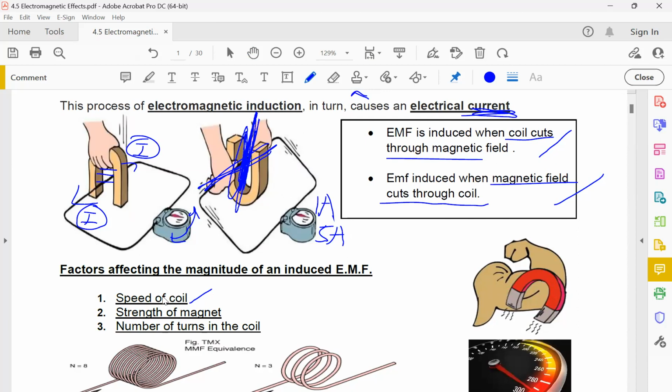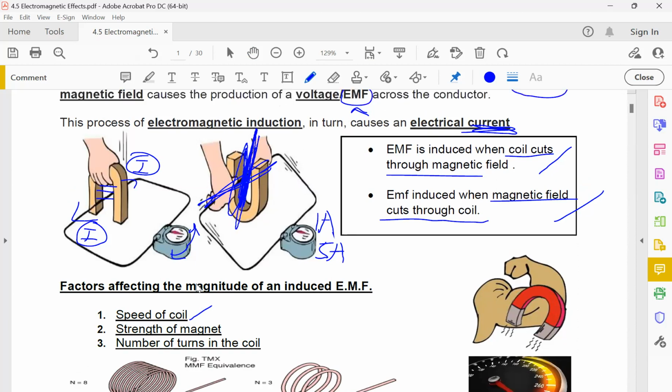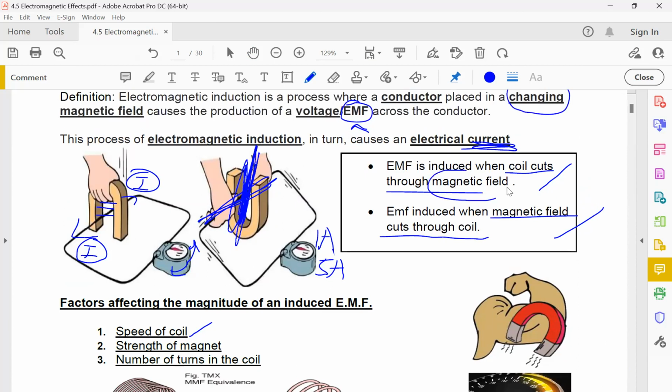Why is it that the speed of the coil affects it? Because if you think back, just now I said the keyword was as long as I cut through the magnetic field, it's going to generate current. Then if I have a faster speed, I'm basically cutting more magnetic field lines per second, guys.